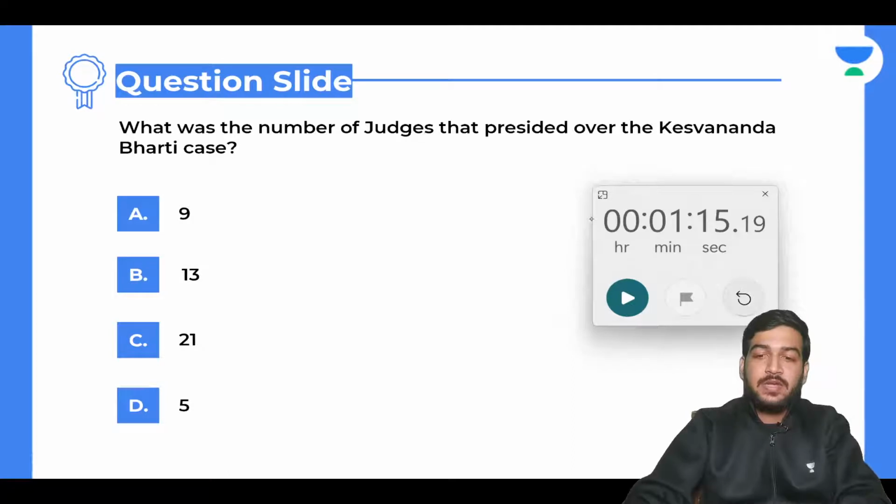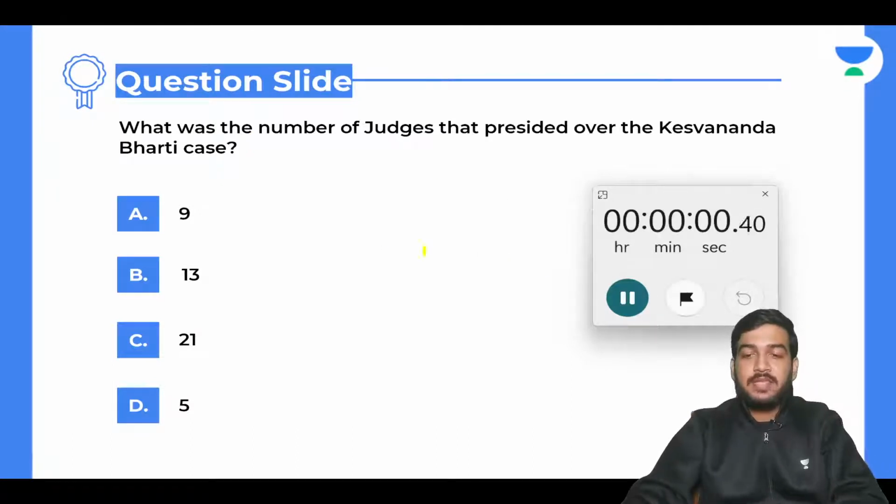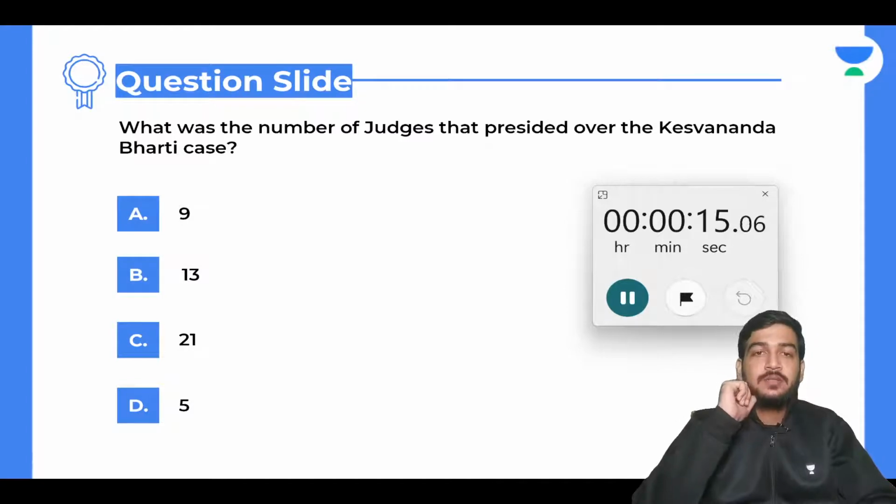Now, the next one is related to Constitution GK. What was the number of judges that presided over the Keshwanand Bharti case? This case has had the basic structure doctrine. What was the size of the bench for this case? Was it 9, 13, 21 or 5? Very good. Quick answers are pouring in on the comment section, on the live chat.